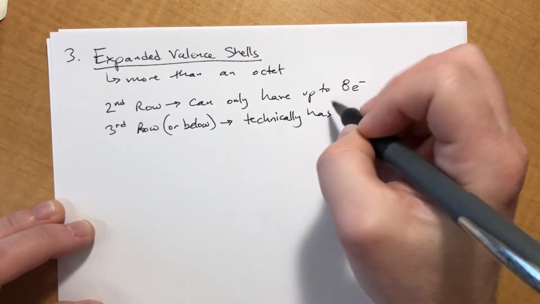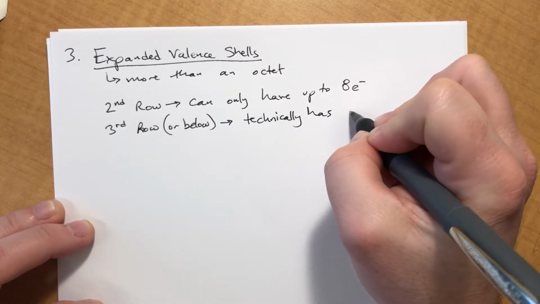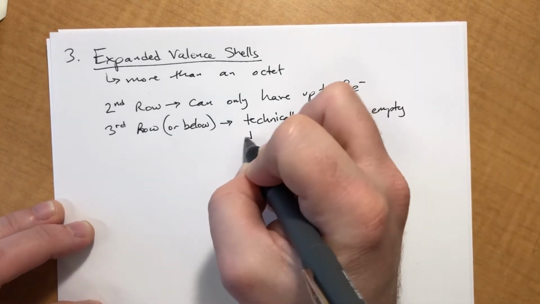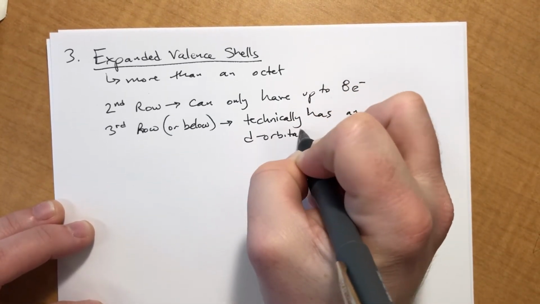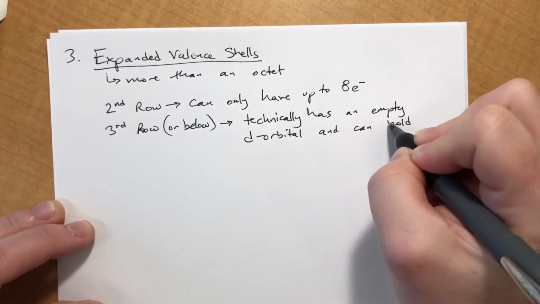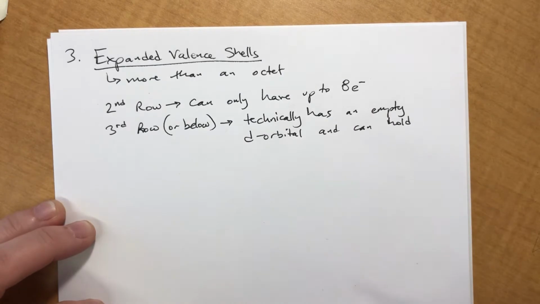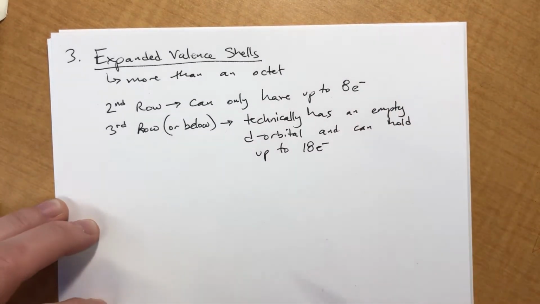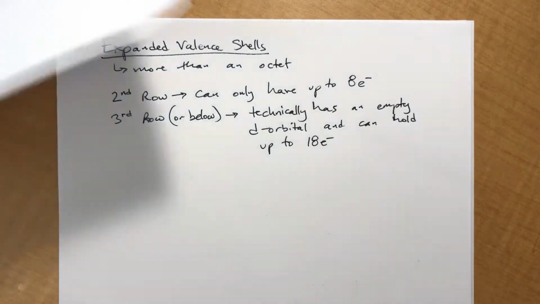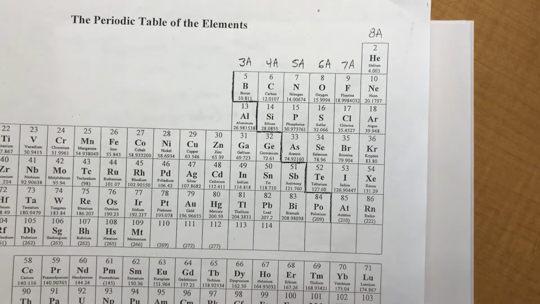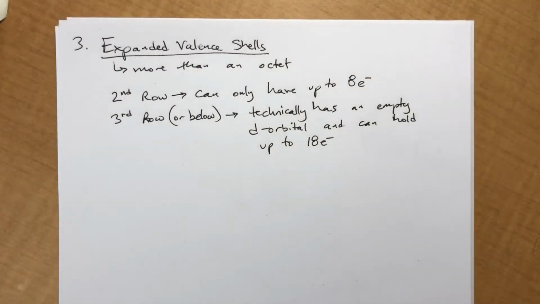Technically, they have an empty d orbital and can hold up to 18. You'll never see anything above like 12, but it can hold up to 18. Okay, so for example, the usual suspects for this are like phosphorus and sulfur. Pretty much anytime you see something with phosphorus or sulfur in it, it's probably going to violate the octet rule. Not always, but you should be on the lookout for this.